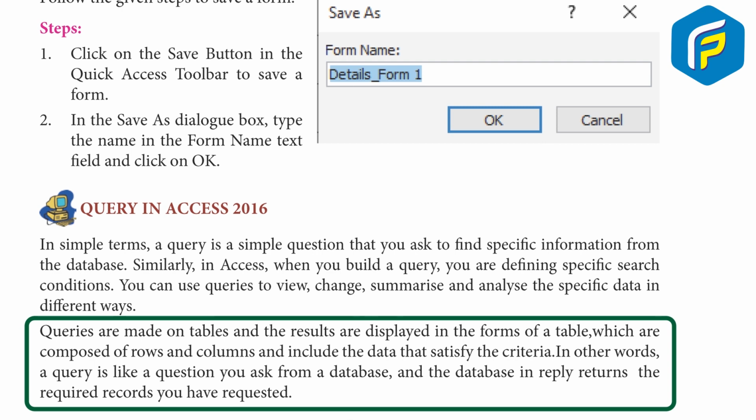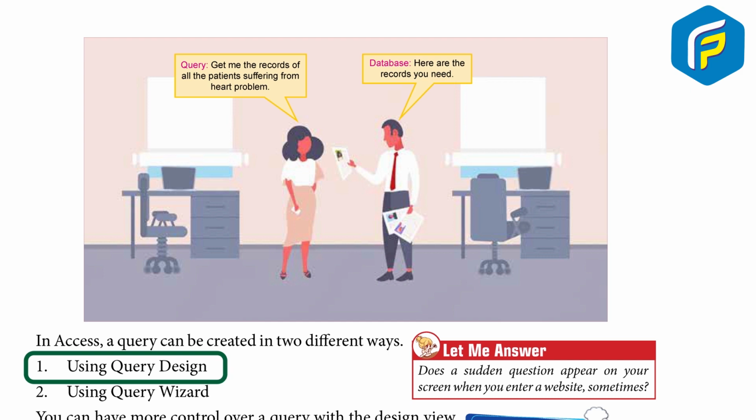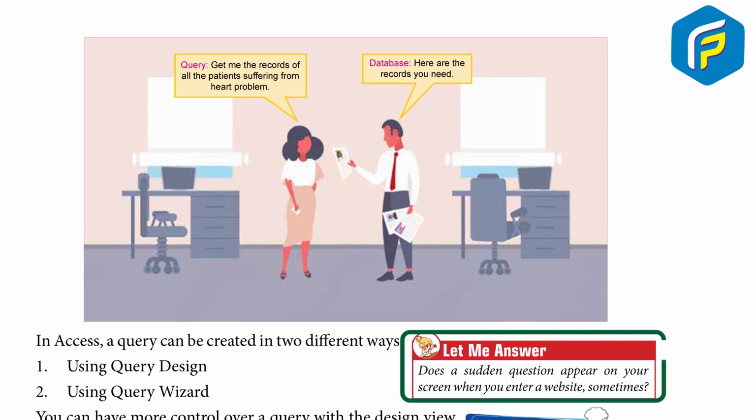In other words, a query is like a question you ask of a database, and the database replies with the required records you have requested. In Access, a query can be created in two different ways. 1. Using query design. 2. Using query wizard.